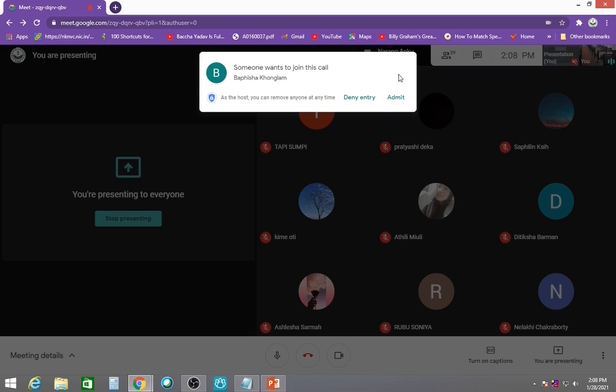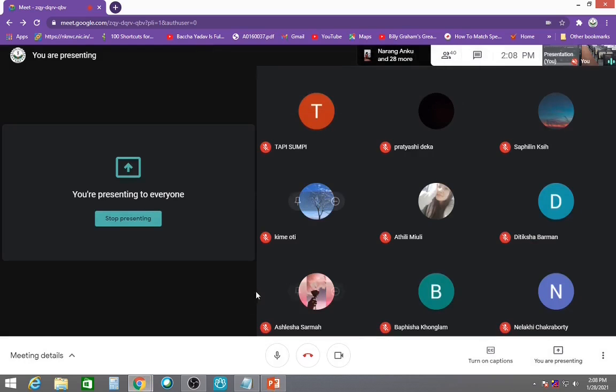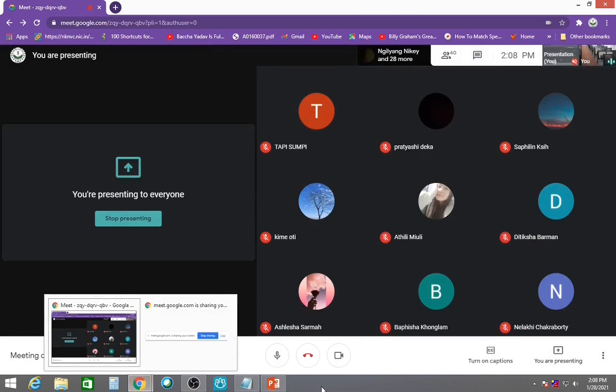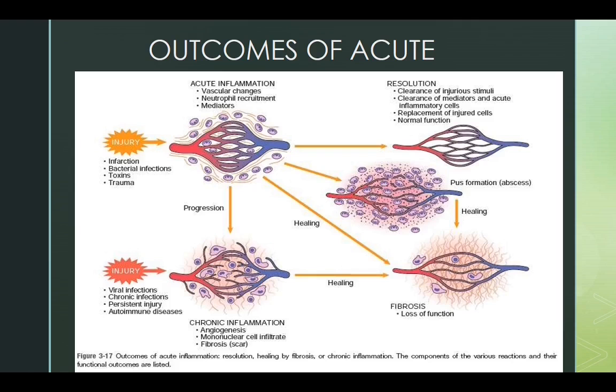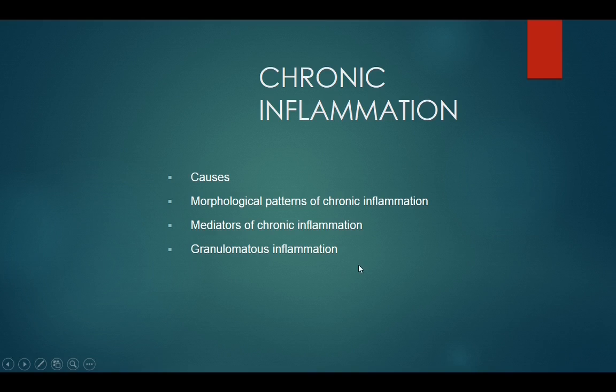Last time we covered acute inflammation, so I'll be continuing with chronic inflammation today. As we studied last time, acute inflammation can progress to chronic inflammation. If acute inflammation is not able to control the infection or other stimuli, it will progress to chronic inflammation. So now we'll start with chronic inflammation.